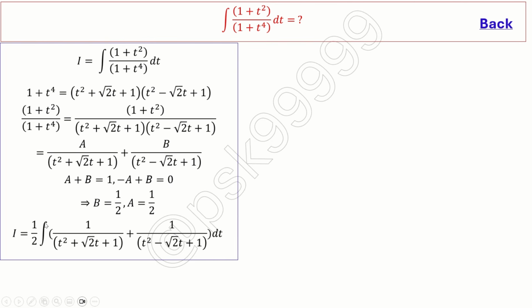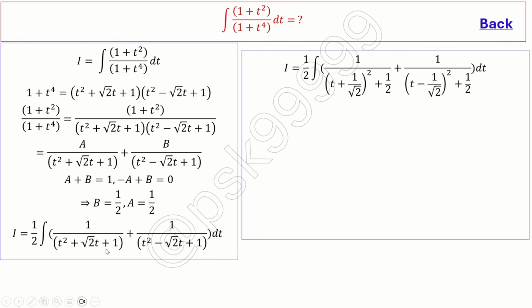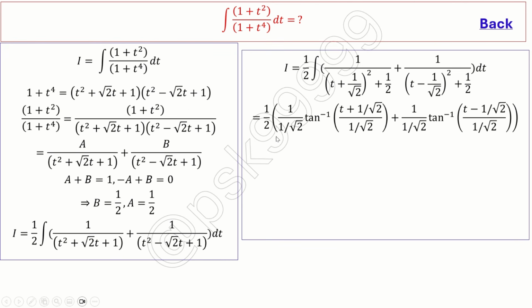So my integration is nothing but half of the integration of 1 by (t square plus square root of 2 t plus 1) plus 1 by (t square minus square root of 2 t plus 1) dt. Now this is simple. I will write it in the form of (a plus b) whole square and then solve it. So half into the integration of 1 by (t plus 1 by square root of 2) whole square plus 1 by 2. Similarly, the second part. Now this is nothing but tan inverse, we know it. 1 by a is 1 by square root of 2, so 1 by a tan inverse of x by a. This is my x by a. Similarly here, simplify it. This is what you will get.